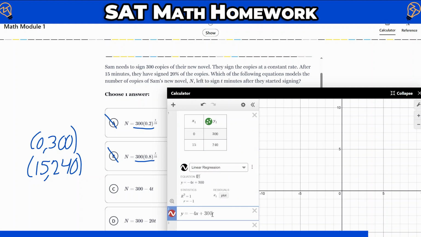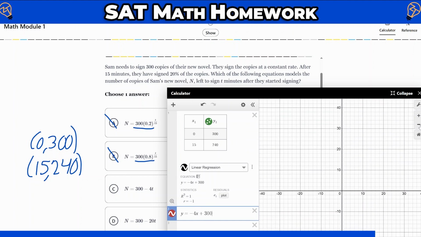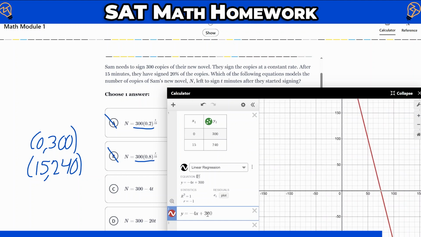We don't have to do this, but it ends up making it so that we can have it graphed for us. And we have the y-intercept is 300, the slope is -4. The order is flipped, as we said, so really it's 300 minus 4x, or 4t for that matter, which matches with option C.